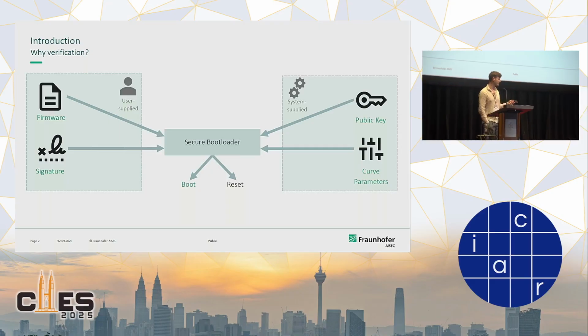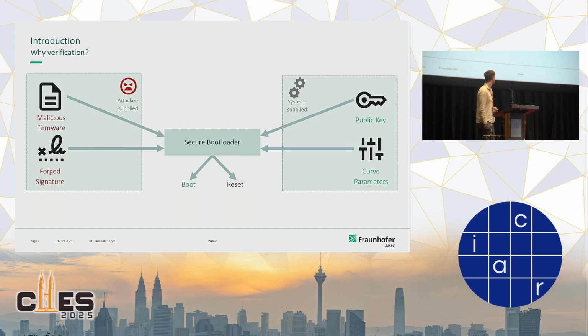There we have on the one side something that the user supplies, which is a firmware together with a signature that corresponds to it. And on the other side, we've got some stuff that's present on the system, like the hard-coded public key and the elliptic curve parameters. Based on these inputs, the bootloader will then make the decision to either boot that firmware image, if the signature is valid, or just perform a reset or some other appropriate measure.